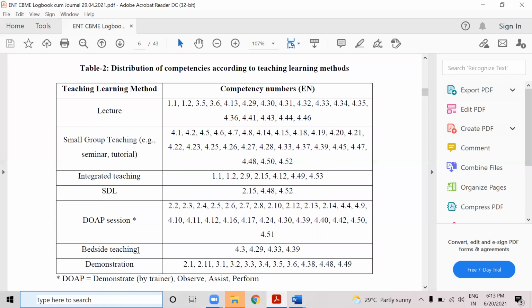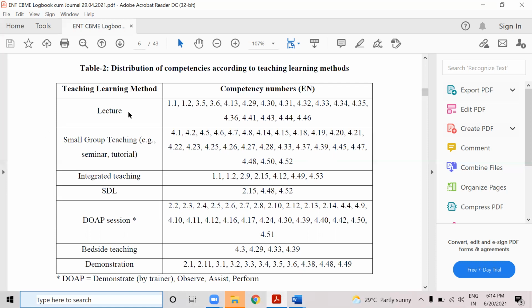Then some competencies need to be taught as bedside teaching and some in demonstration. Now the details of how I divided the competencies or the teaching hours as per the competencies, I had a paper published on that a few months back. So I'll be putting the link in the description of this video. If you are interested, you can read that paper.